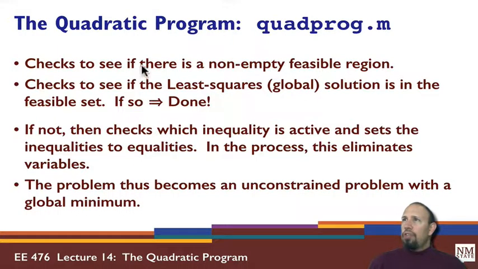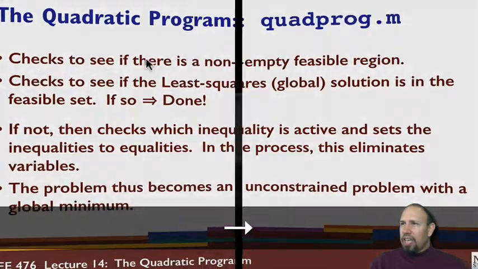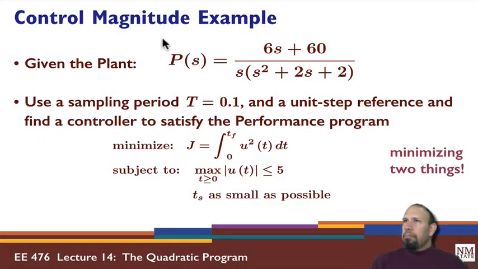So it does all of this for us, so we don't have to. Okay, yes, so we use that. So here's an example. We have a system, and we have a sampling period, T = 0.1. We're going to follow a unit step reference.